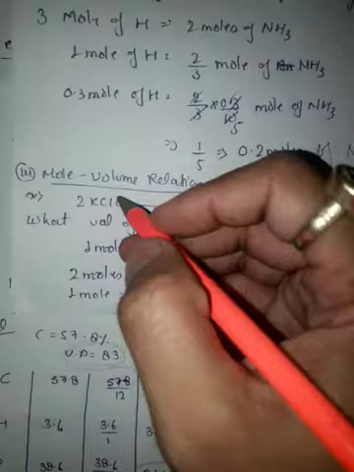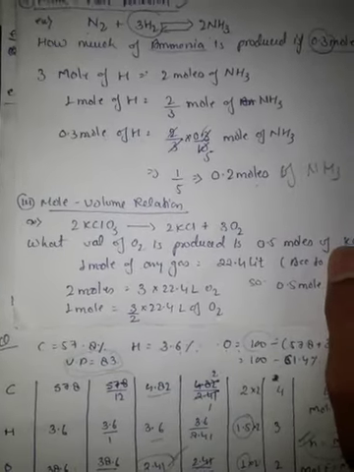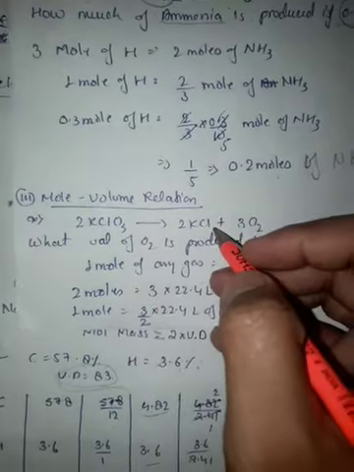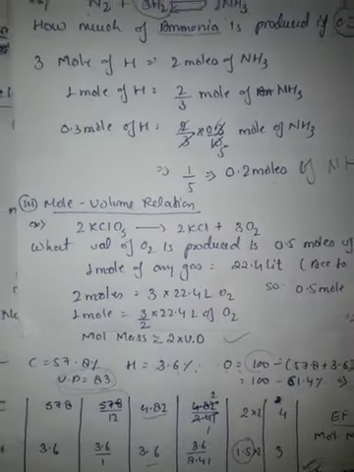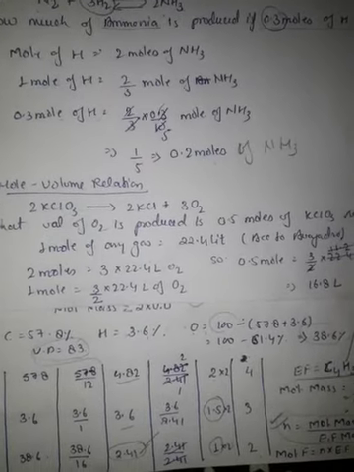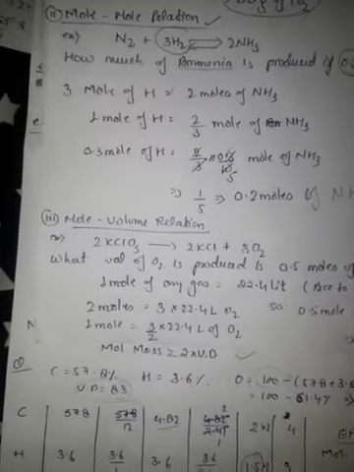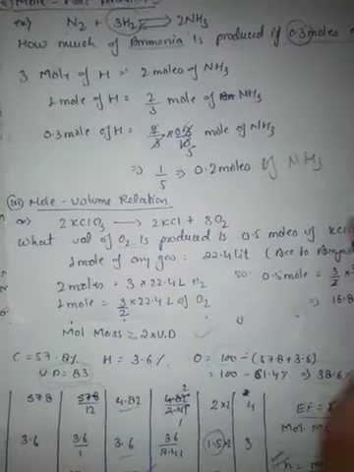Next, if we use mole volume relation, that is mole and volume is given for you. Here we have taken example 2 KClO3 decomposes to give 2 KCl plus 3 O2. Question is asked that what volume of O2 is produced if 0.5 moles of KClO3 reacts. अगर 0.5 मोल्स ऑफ KClO3 रिएक्ट करता है तो कितना ऑक्सीजन आपको प्रोड्यूस होगा.